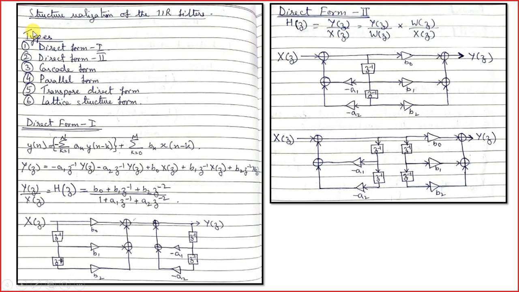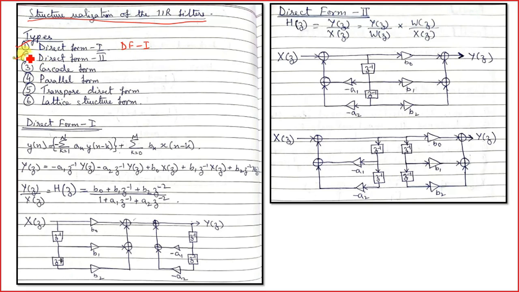Good morning, everyone. Today we will start with structure realization of the IIR filters. Okay. So over here there are six types of structure realization process. First one is the direct form 1. In short, it is also regarded as DF1.